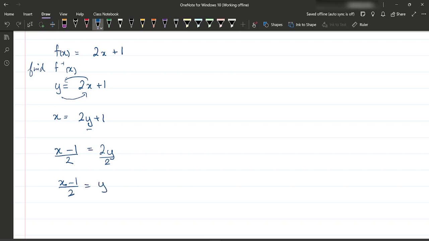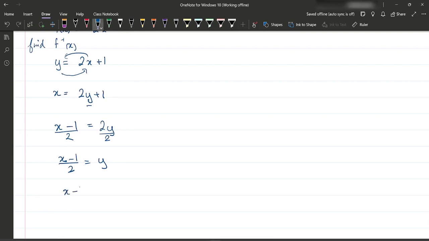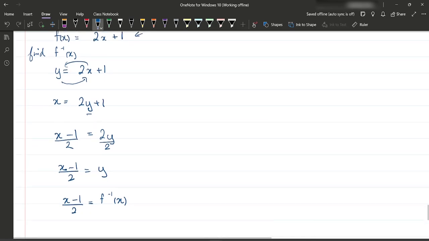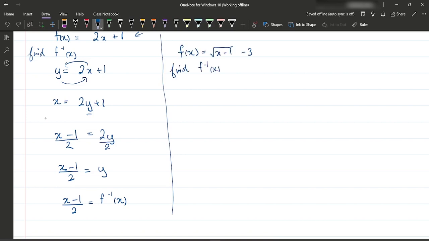But we don't have y in the question, so we can't just use y, right? So what we have to do is replace the y with f inverse. So (x minus 1) over 2 equals f inverse of x, and that is it. That's how you find the inverse of a function. But of course it's not going to be as easy as that. We're going to keep getting more difficult questions. So let's try to do that.